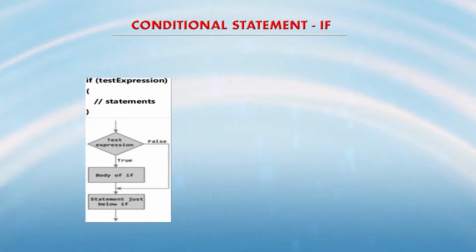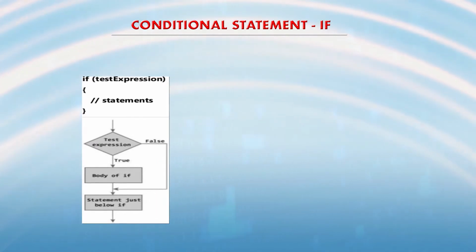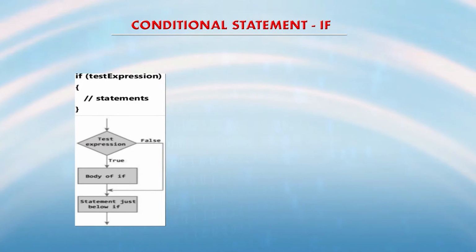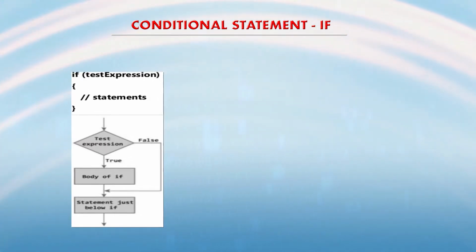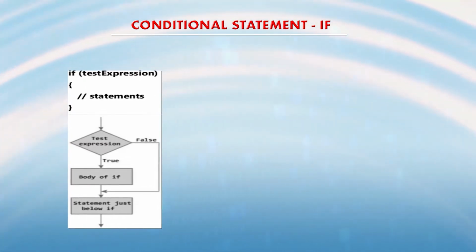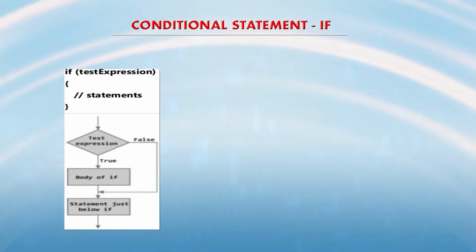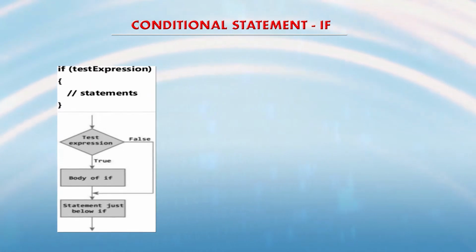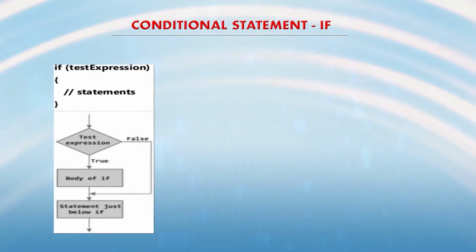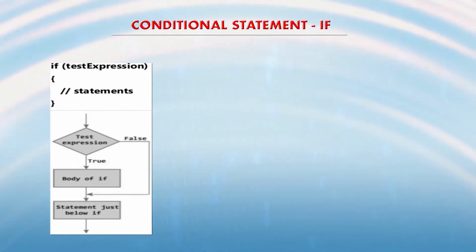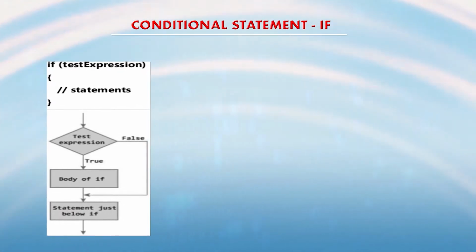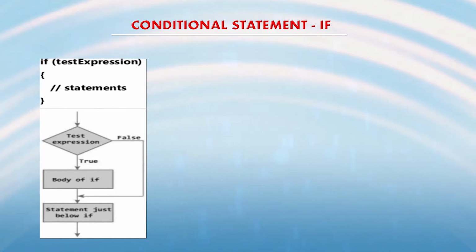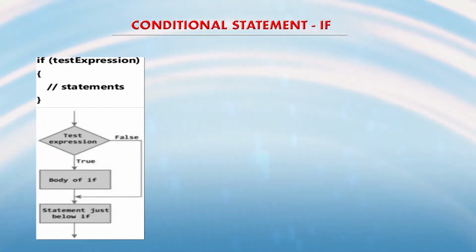Likewise, a test expression is passed to the if construct, and within the opening and closing braces we write the statements to be done if this expression turns out to be true or false. This can be well understood with the help of a flowchart. There is a decision box where the test expression is written. If the test expression turns out to be true, then we enter into the body of the if, and if it turns out to be false, then we do not execute the body of the if construct.